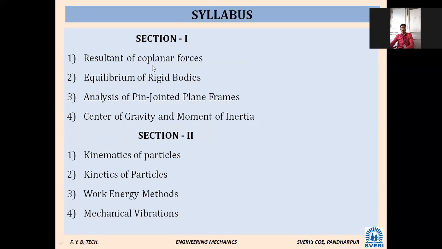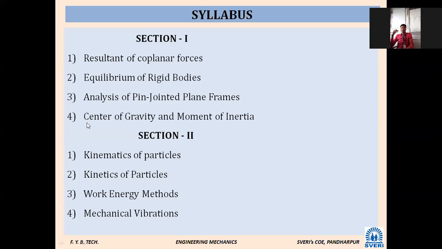The first one is the resultant of coplanar forces. I have given a little introduction on that, and we will go further in the syllabus. Then equilibrium of rigid bodies, analysis of pin joint plane frames, center of gravity and moment of inertia. The first three chapters are related to each other. The fourth is a little different; no base is required from the first three.